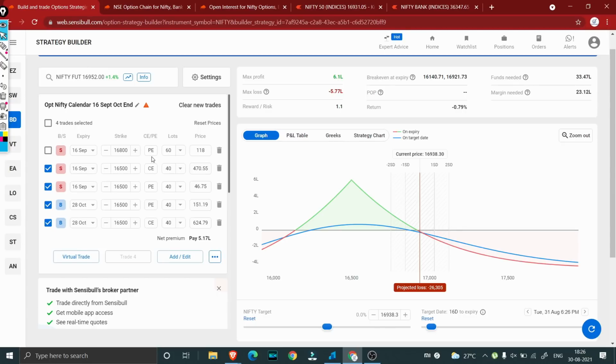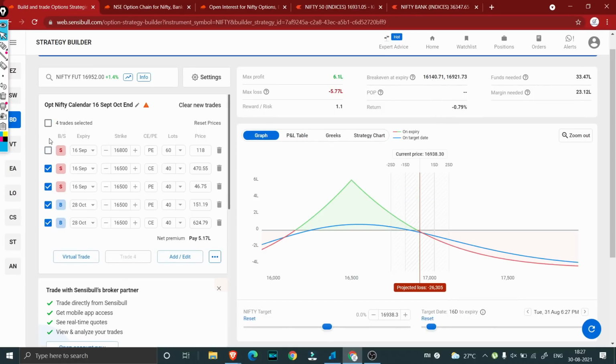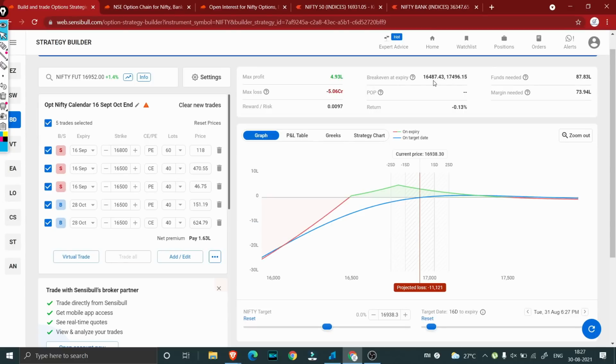Again, I'm not going to tell why, because the reason is simple: Nifty is looking very positive. So see my break evens right now, and later see what happens to our break evens once I end up shorting this. The moment I take this position from 16,100 on the lower side, my break even is now shifted to 16,500, and this is the 16th of September trade.